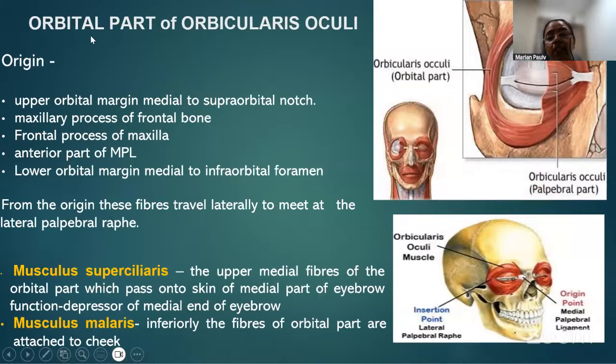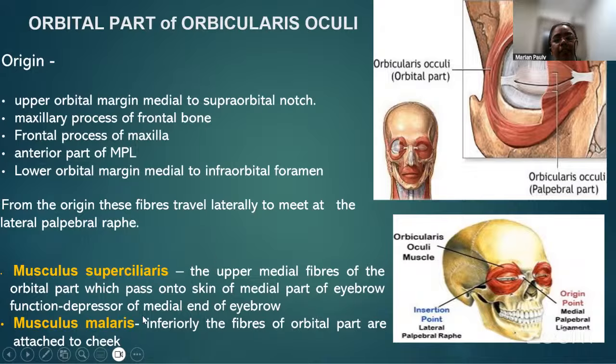Now look at the orbital part of orbicularis oculi. It originates from the upper orbital margin, medial to the supraorbital notch, the frontal process of frontal bone and frontal process of maxilla, the anterior part of the medial palpebral ligament, and the lower orbital margin, medial to the infraorbital foramen. This is the origin of the orbital part of orbicularis oculi. From the origin, these fibers travel laterally and meet at the lateral palpebral raphe.